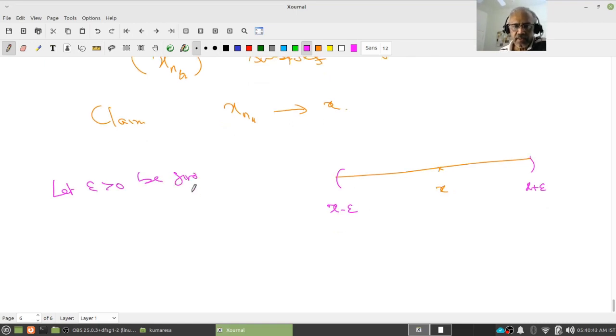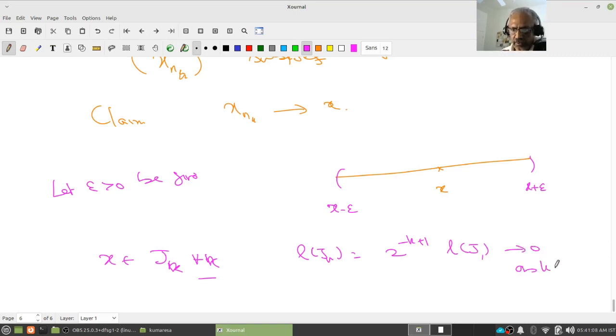Now remember my x belongs to J_n for all n. If you want, J_k for all k. And what is the length of J_k? Length of J_k is 2 to the power minus k plus 1 into the length of J_1. This is finite, and that goes to 0 as k goes to infinity. You follow that? Okay.